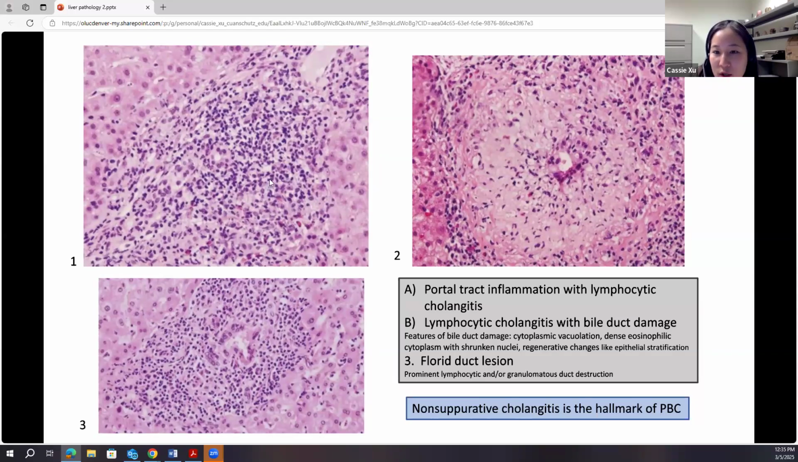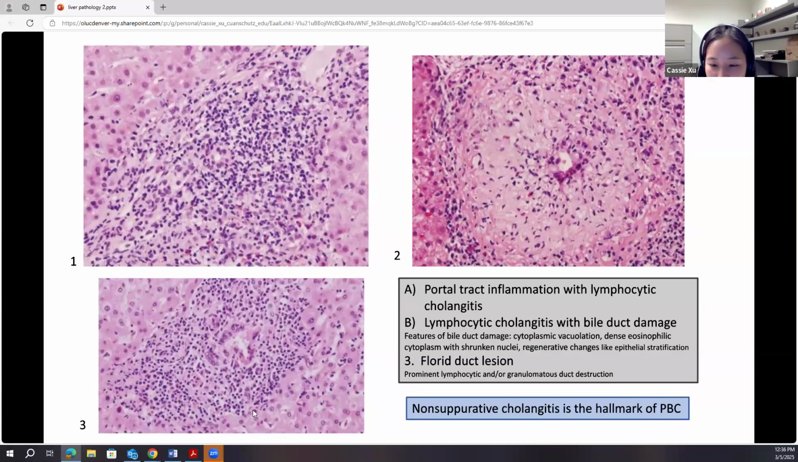And then you can often see lymphocytic cholangitis. That's when you have a bile duct and you have lymphocytes involving the bile ducts and causing damage. The classic hallmark of PBC is non-suppurative cholangitis. Oftentimes we can see these florid duct lesions, which are pretty characteristic of PBC.